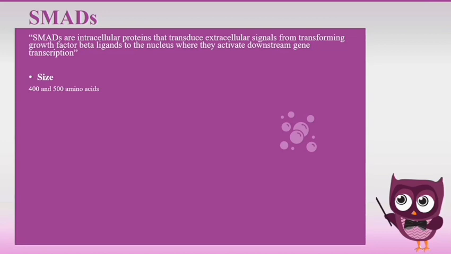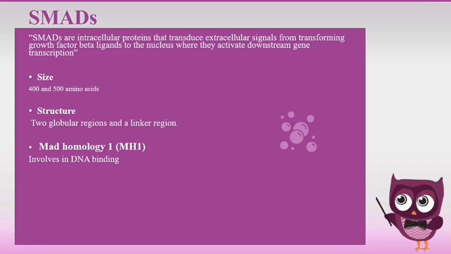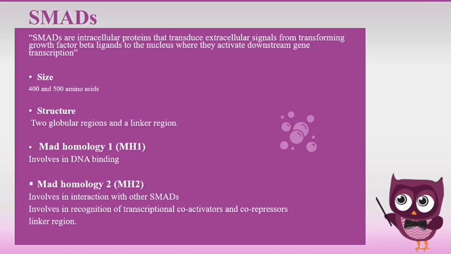They consist of two globular regions at the amino and carboxy termini connected by a linker region. These globular regions are called MAD homology 1, or MH1, at the N-terminus and MAD homology 2, or MH2, at the C-terminus. The MH1 domain is primarily involved in DNA binding, while the MH2 is responsible for the interaction with other SMADs and for the recognition of transcriptional coactivators and co-repressors.